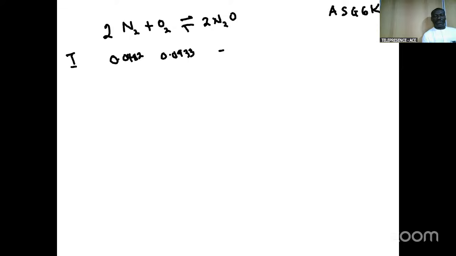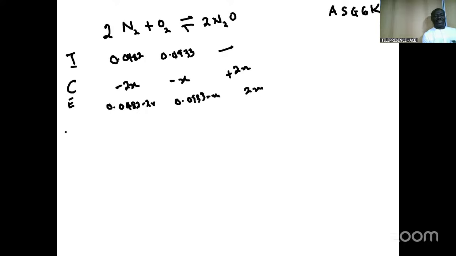And of course, nothing here will have been formed. Now, what changes will have occurred at equilibrium? By the time 2x mole of this is consumed, x moles of this will have been consumed, and 2x moles of this will have been formed, such that the equilibrium concentration will be 0.0482 minus 2x for this, and this is 0.0933 minus x, and this will be 2x.